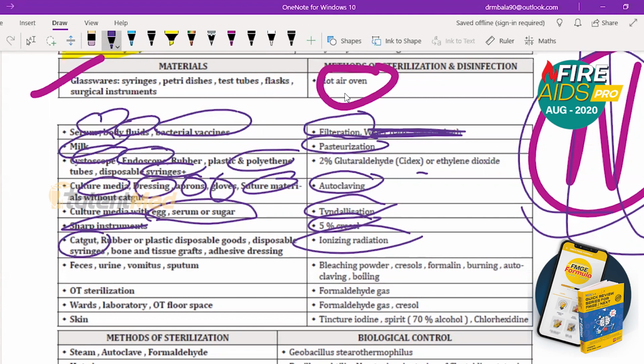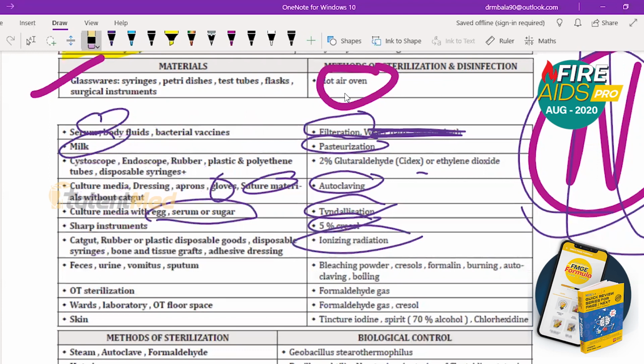If you get a question on a disposable syringe, which is commonly asked by students, what should I choose? Is it ionizing radiation or is it Cidex? You can choose both of them. It is up to the examiner to decide which is the right option according to them. So I would go for ionizing radiation when it's a disposable syringe, but in an MCQ I'd go for Cidex, because ionizing radiation is not very commonly used.